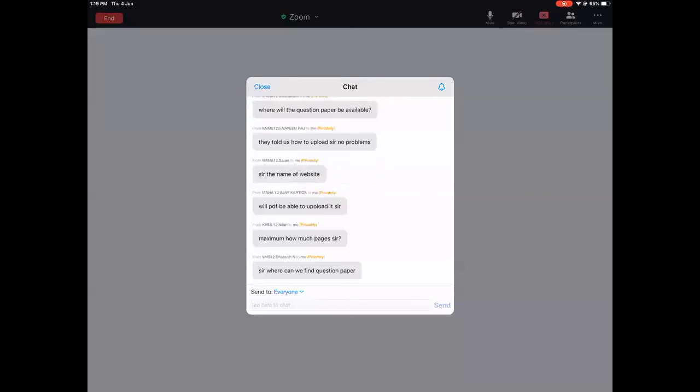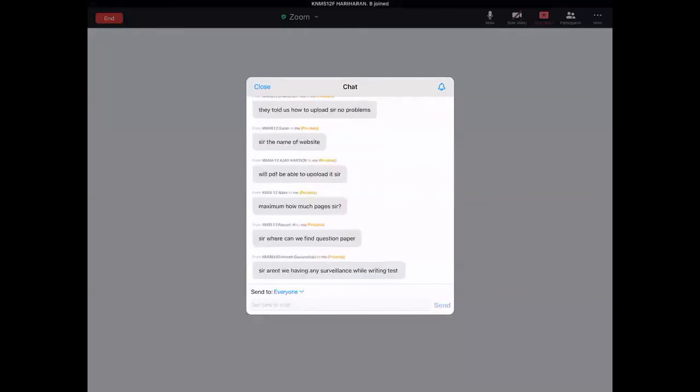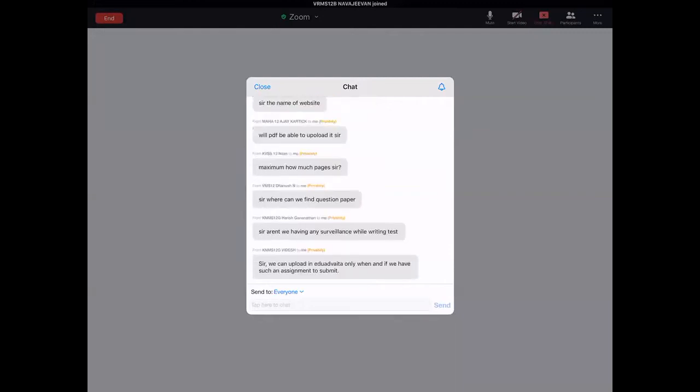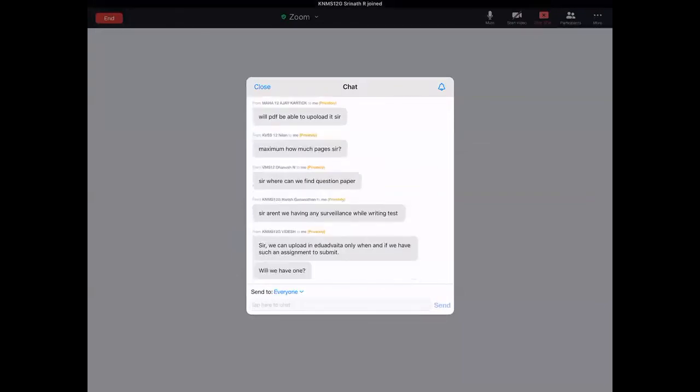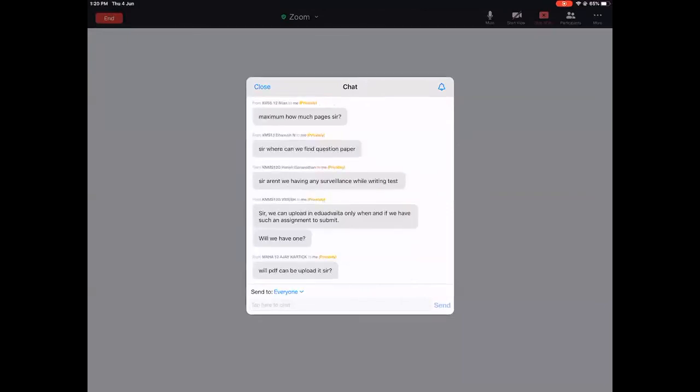Maximum how many pages can you write? To your heart's content. Where can we find the question paper? Question paper you will get in your Learnity portal. Sir, aren't we having any surveillance while writing tests? No, your parents are being called up and they are being asked to do the surveillance. I will ask you to open Zoom and then sit. Can we upload when and if we have such an assignment to submit? Yes, yes, we can.